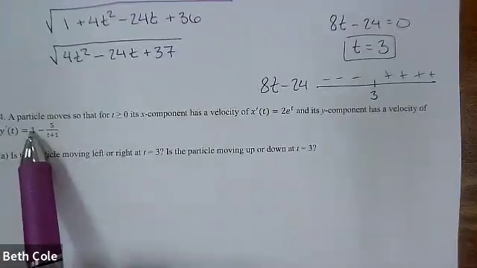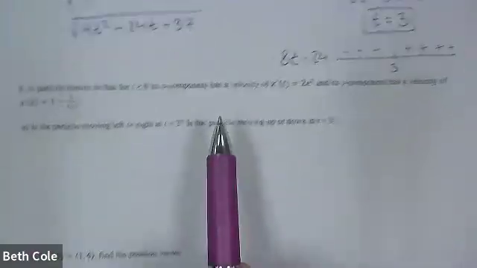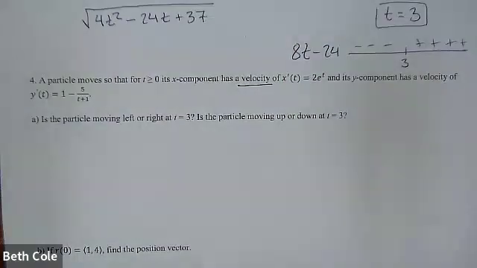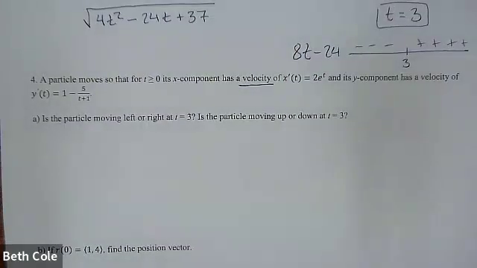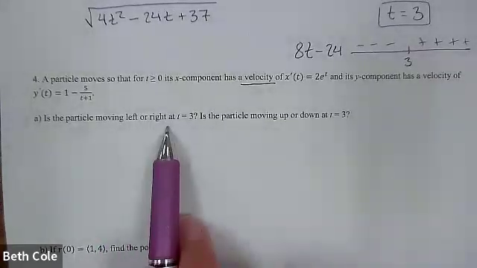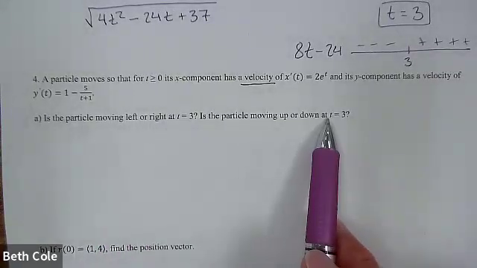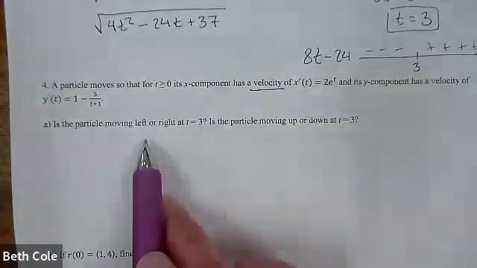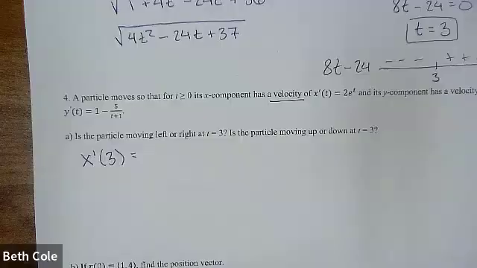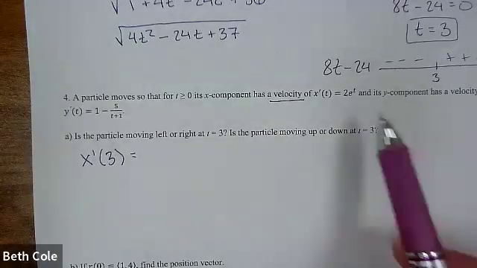All right. Particle moves so that blah, blah, blah. What did they give us? Velocity. All right, so just be aware of what they gave you. If position, velocity, acceleration, just make sure you realize which one they gave you. So they gave us x prime and they gave us y prime. Is the particle moving left or right when t is 3, up or down when t is 3? So left and right is x, up and down is y. We're going to plug 3 into our velocity and see what we get.